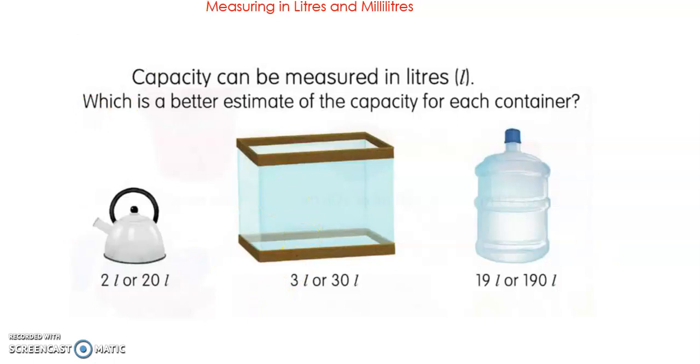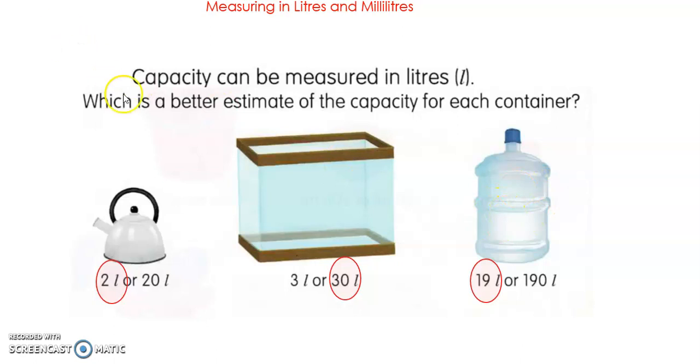For the kettle, actually it's better to measure it with 2 liters, because 20 liters is too much for the liquid inside a kettle. So 2 liters is suitable and better for the kettle. Okay, what about the water tank here? 30 liters is better and suitable than 3 liters, because 3 liters is too little. It's like a kettle, but here we have a big container which is a water tank, so we can say 30 liters is proper and suitable for this tank. Finally, we have this bottle. We can use 19 liters rather than 190 liters, because 190 is too much to say for this size of bottle.